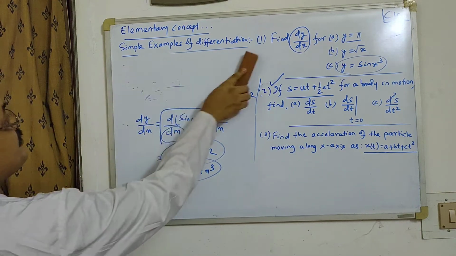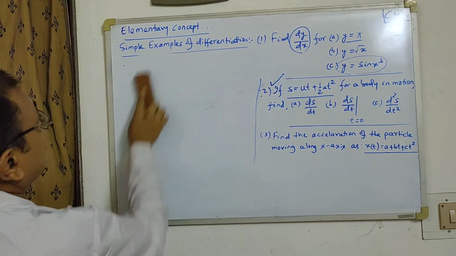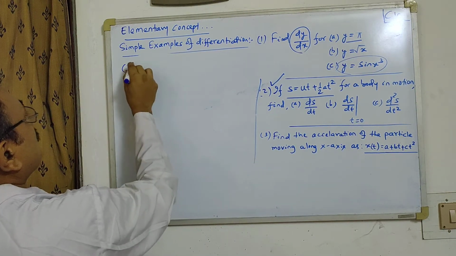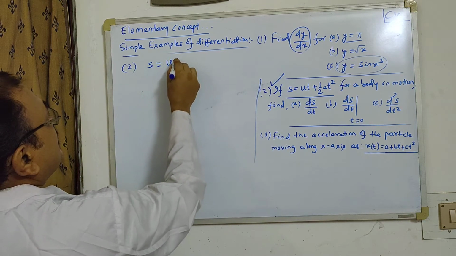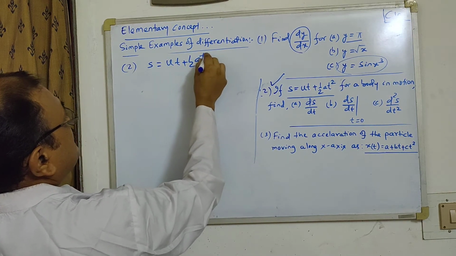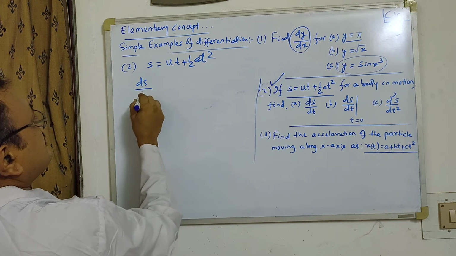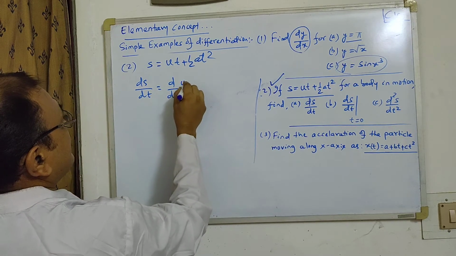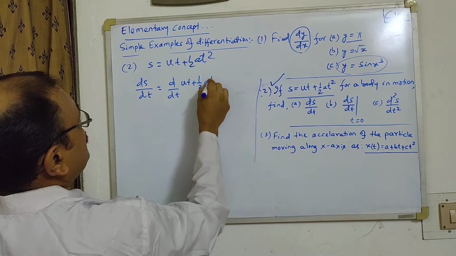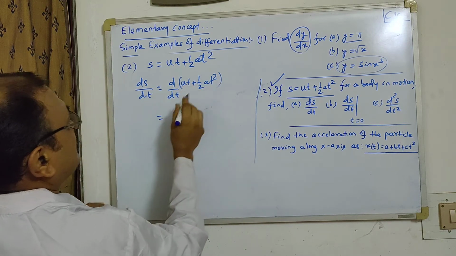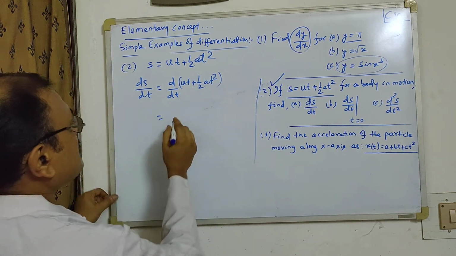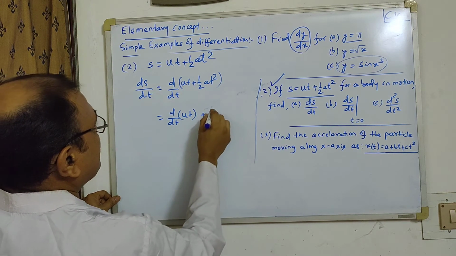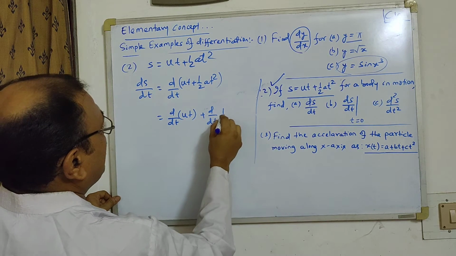Now let us check it. If our function s is given by ut plus half at square, then how do we write ds by dt? d by dt, in place of s I can write ut plus half at square. So we can make it two separate functions, that is d by dt of ut first, and again d by dt of half at square.